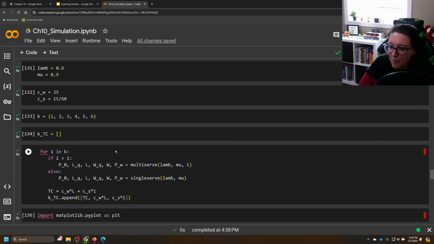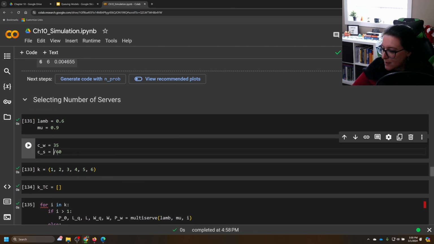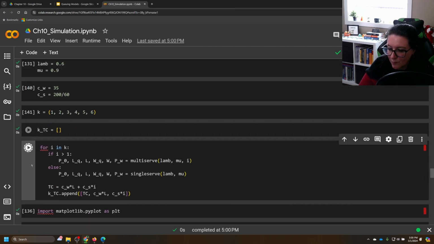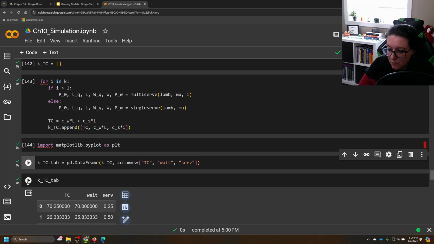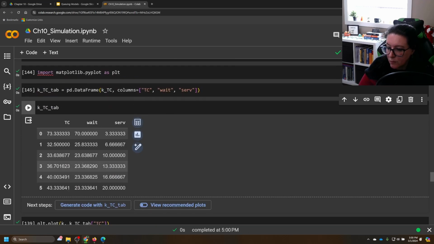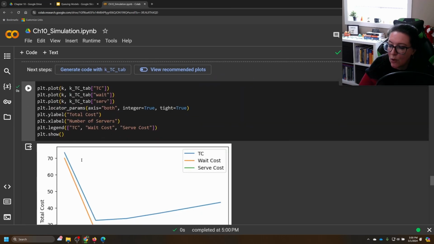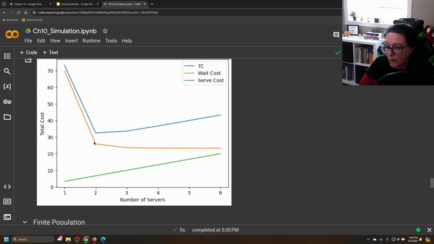Now, what if we paid our servers way more? So what if they were making, let's say, I don't know, $200 an hour? Run that through. Okay, we can see that the cost of waiting is still way bigger than the cost of serving. Here, 2 servers gives us that minimum total cost.